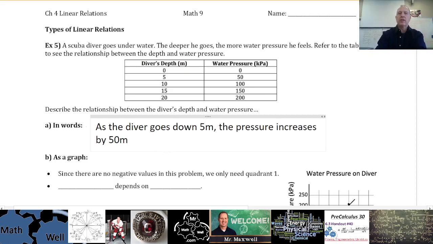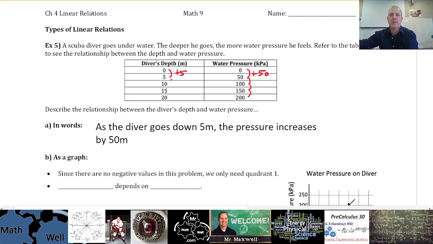So with an increase of depth of 5 meters, we have an increase of water pressure of 50. And I'll just show you here, right? This is plus 50, plus 50, plus 50, plus 50 each time. And this is plus 5, 5, and 5. You see that? So is this a linear relation? Yes, it is. Why? Because the pressure jumps the same amount every time. This is plus 50 every time. As well, the depth jumps the same amount each time. So there you go. That means it is linear.